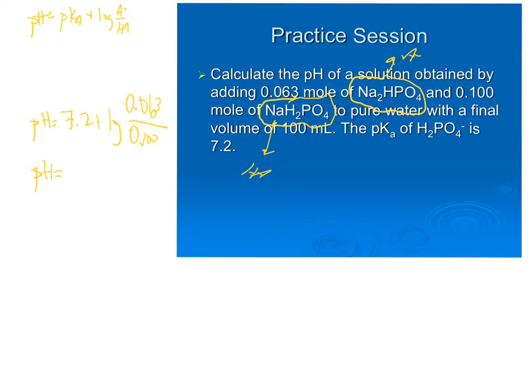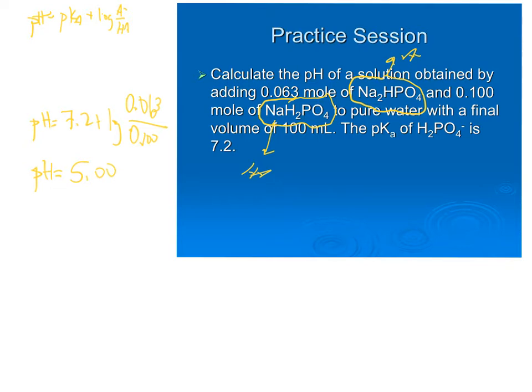I want log. Okay, so 7.21 plus the log of, and please don't take my word for it that this is right. You want to double check my math, so I'm using a cell phone, but I'm getting 5.00. So you can eyeball, see if it makes sense.